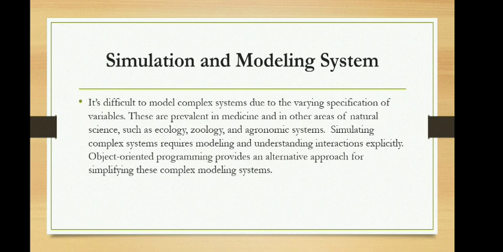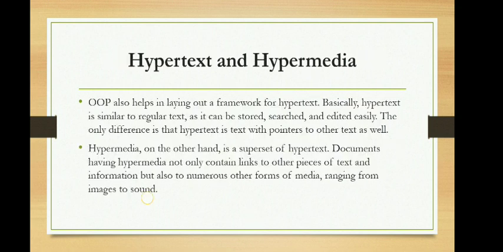Next is simulation and modeling system. It's difficult to model complex systems due to the varying specification of variables. These are prevalent in medicine and in other areas of natural science such as ecology, zoology, and agronomic systems. Simulating complex systems requires modeling and understanding interactions explicitly. Object-oriented programming provides an alternative approach for simplifying this complex modeling.